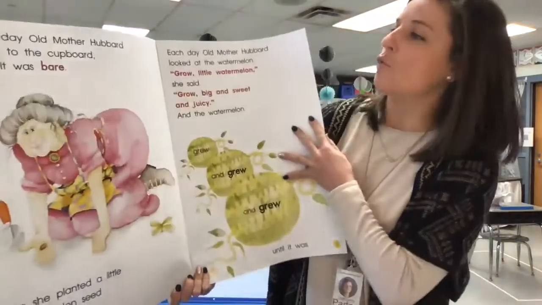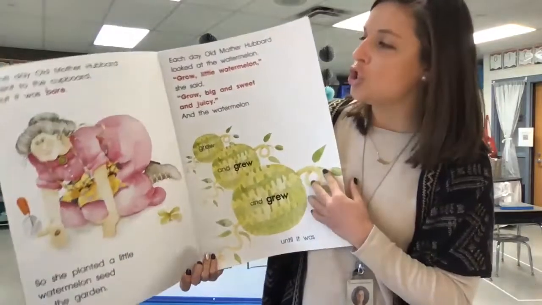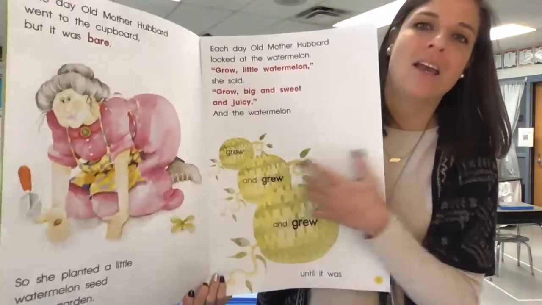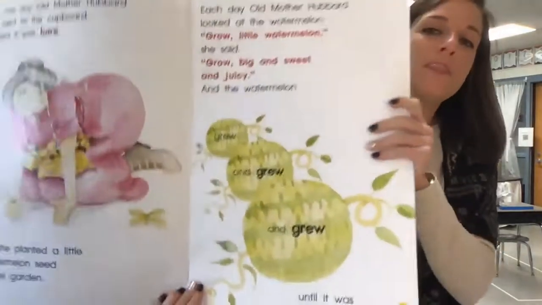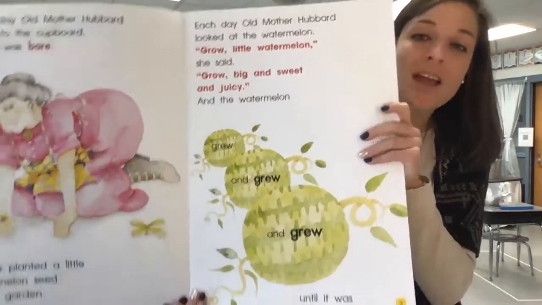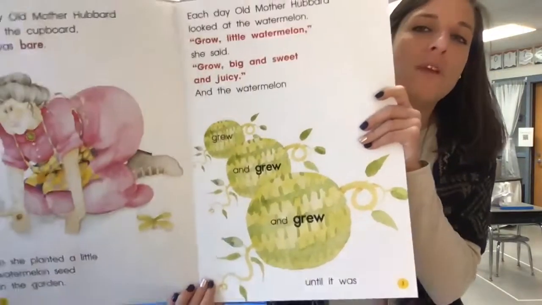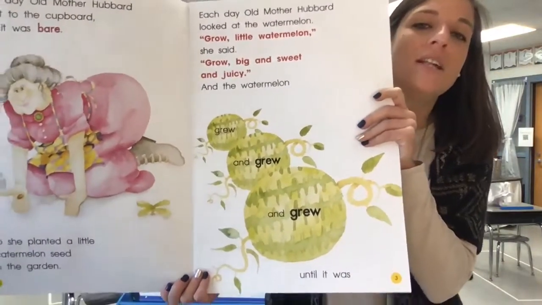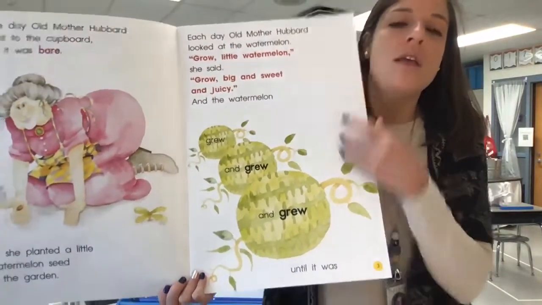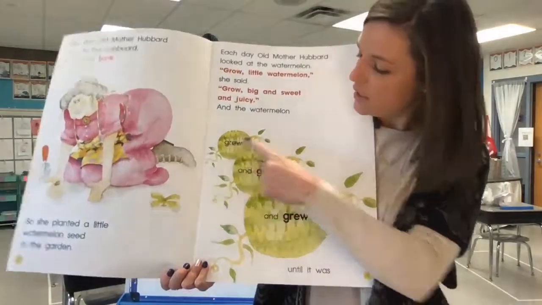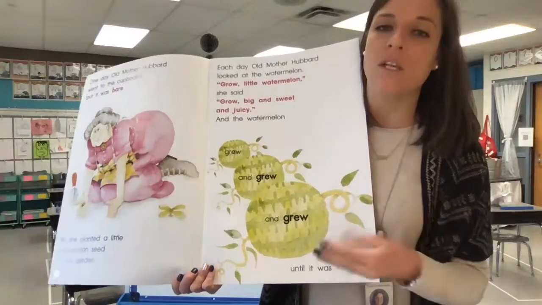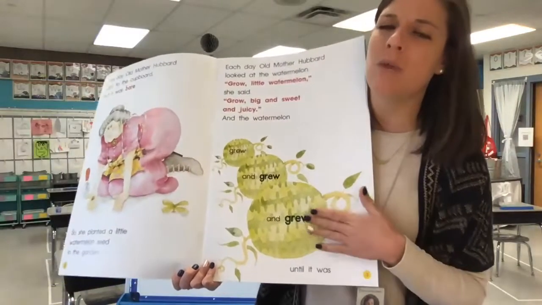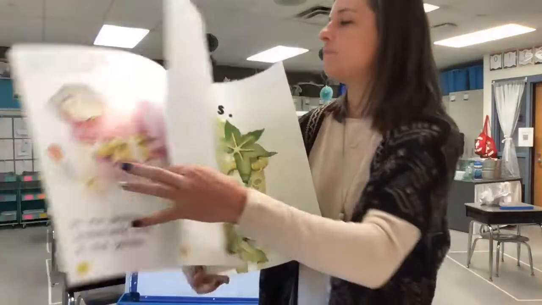Now, as we read our story, we see some special words. Some words that are in red, some words that are dark, dark black. Okay? These red words are what Old Mother Hubbard says. And they're very important to the story because she's trying to tell it to grow, and it won't. These black words are important because, again, the story is about a watermelon growing. So that tells us as a reader, ooh, that must be important, okay?